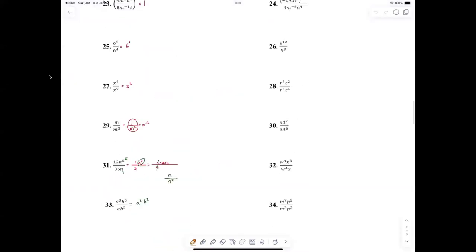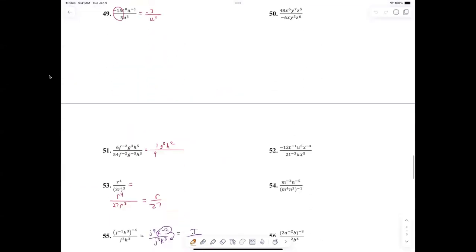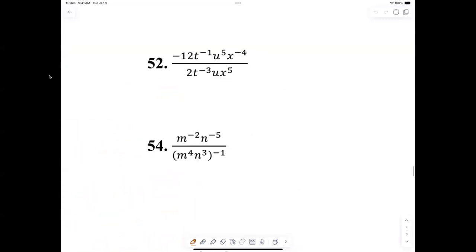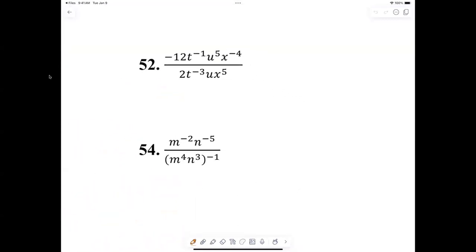All right, let's take a quick look at 52. Just give me a second. All right, here we go. So on 52, I would like for you to put the equal sign, then make a fraction bar. Negative 12 divided by 2 is negative 6. Do you agree with that? And then I have t to the negative 3 and t to the negative 1. So my recommendation is just change it to t cubed and t like this.